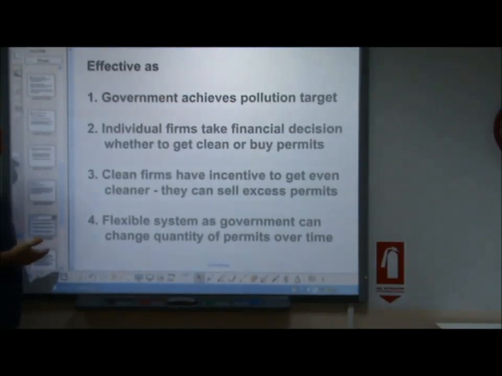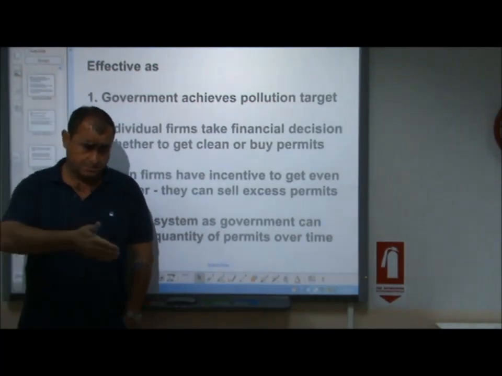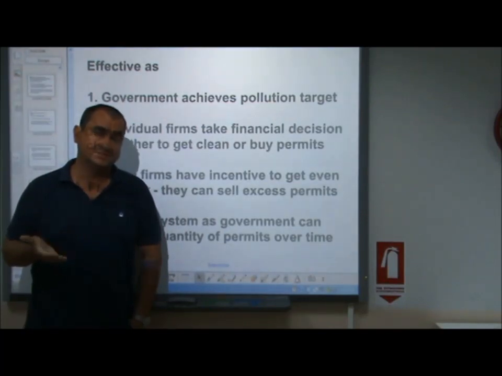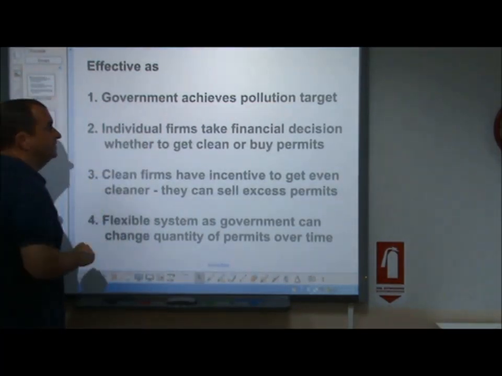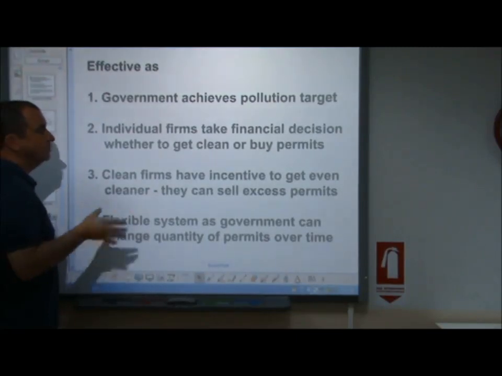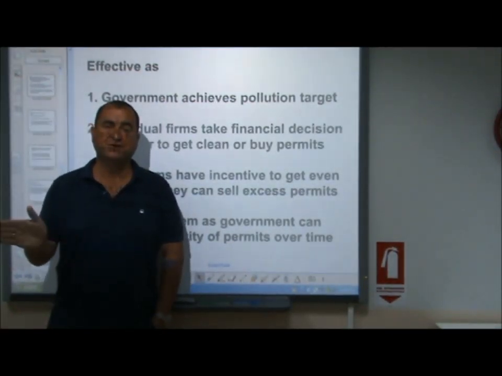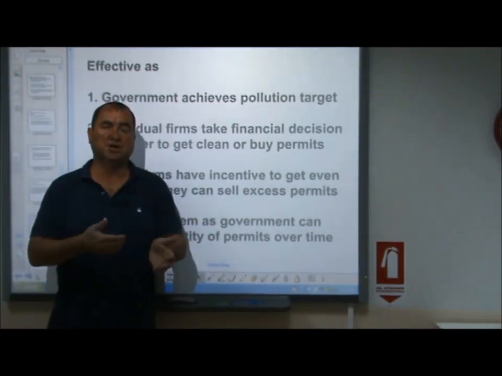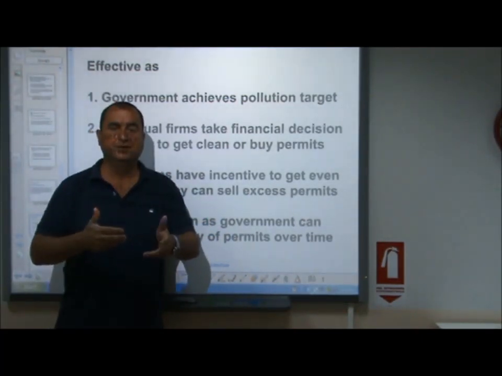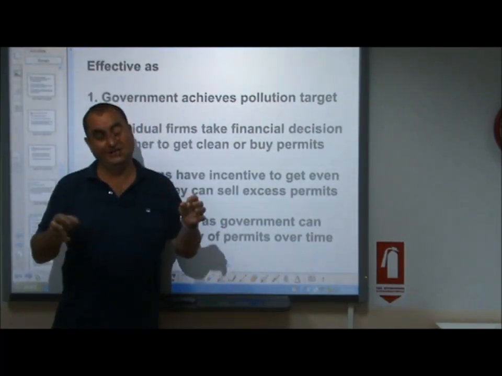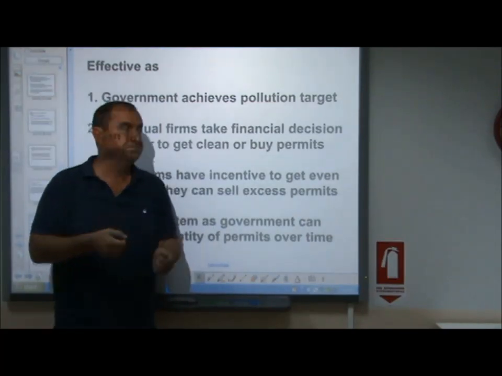And it's an effective system, as government will achieve its pollution target, assuming that all the firms in the industry will only pollute up to the level of permits that they possess. Secondly, individual firms take financial decisions whether to get clean or buy permits. That's up to them, and only they know what's best for them. The government is not imposing limits on every firm. It's saying there's a limit on the industry. You can decide whether you want to be the clean or the dirty firm, and you can decide what level of permits you buy. And the price of a permit is set in that newly created market for permits.